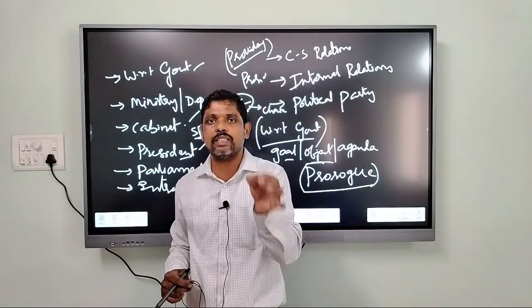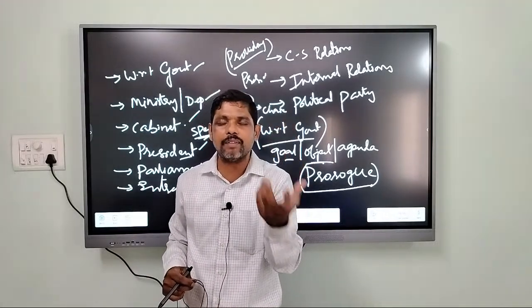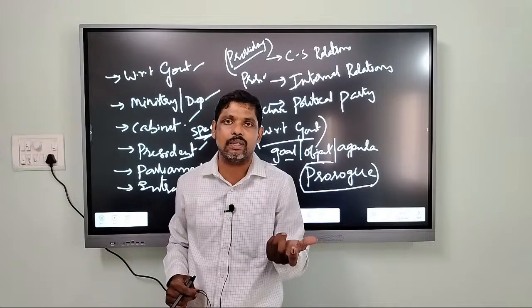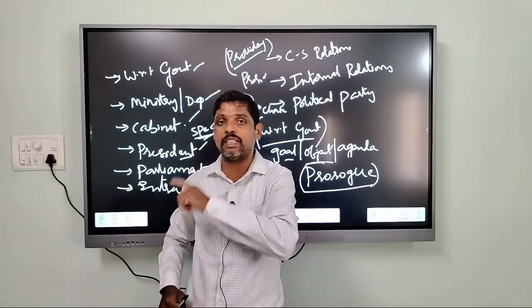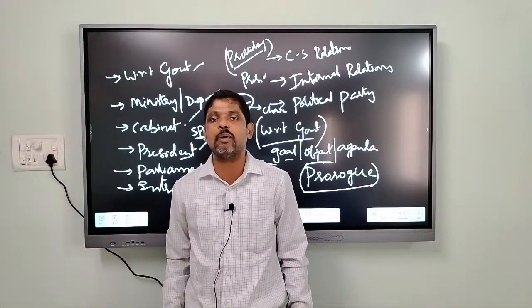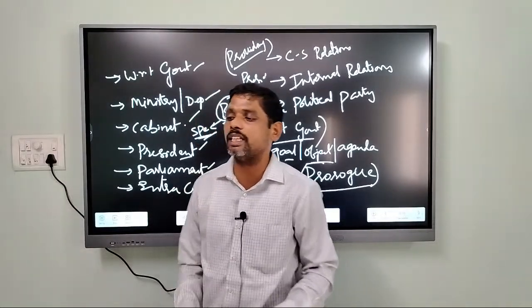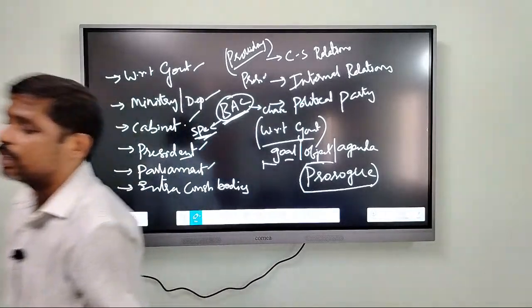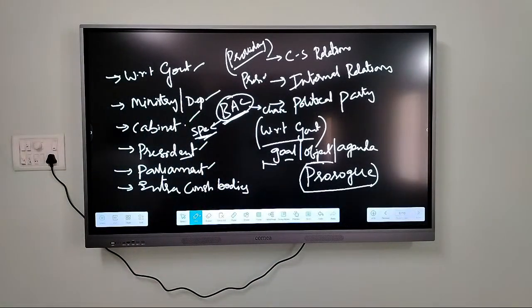Smooth functioning of the house. The leader of the house, that is the Prime Minister, has a major role. So that is the role of the Prime Minister with respect to Parliament. He has a special responsibility of ensuring smoother working of the house, smoother passing of the bills. So this is the role of the Prime Minister with respect to Parliament.